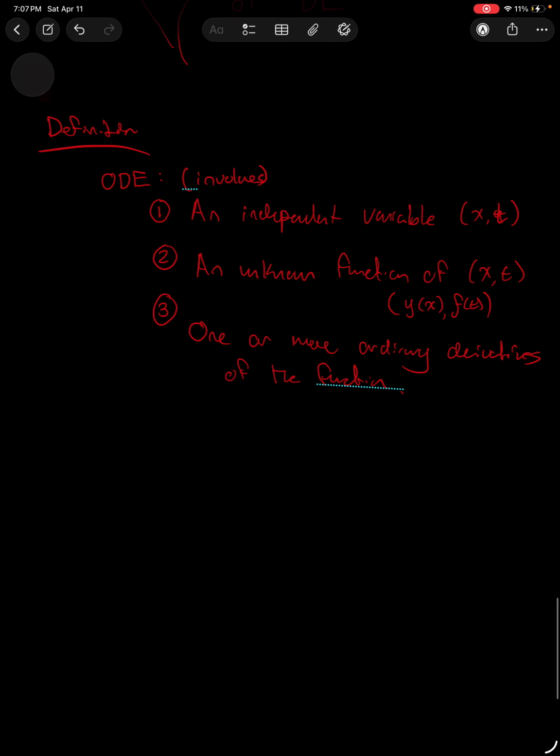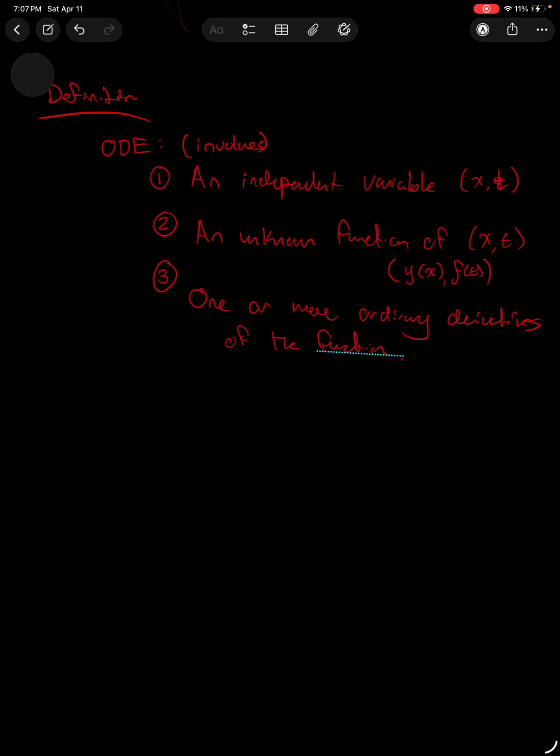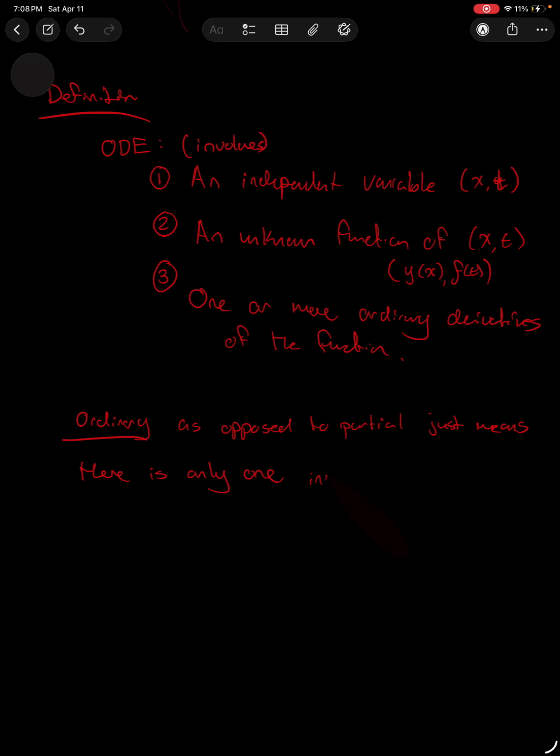So ordinary as opposed to partial just means there is only one independent variable.